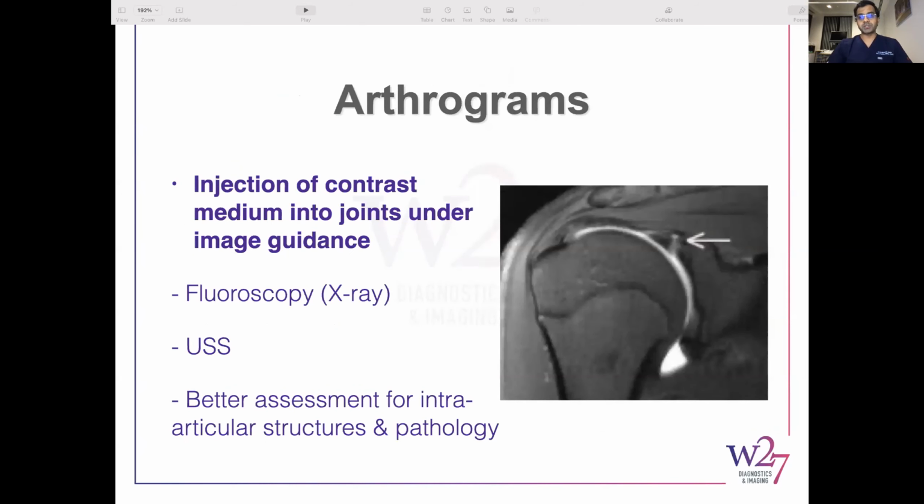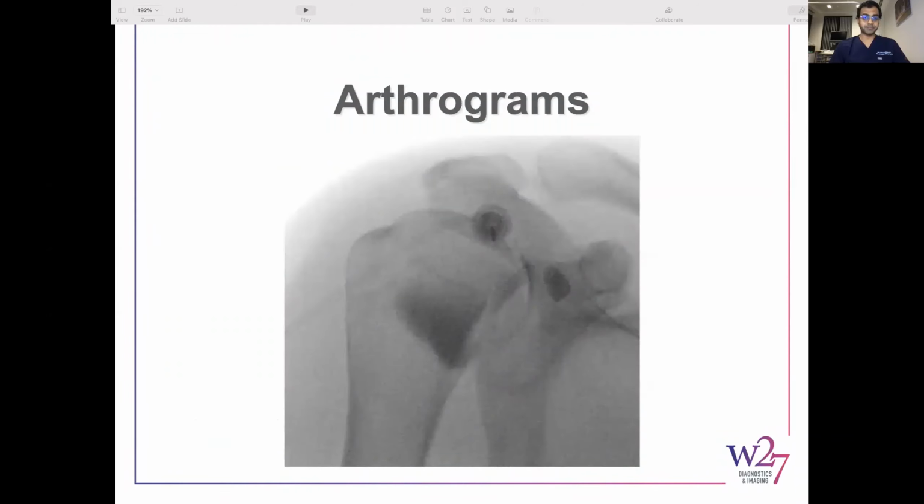Arthrograms are essentially injection of contrast into joints, which we do under image guidance. It doesn't matter whether you do that under fluoroscopy or under ultrasound, you're just using imaging to guide the needle into the joint in question and inject contrast. And we do that to be able to assess the intra-articular structures. So in the context of the shoulder here, we're looking for labral tears. It can outline the chondral surfaces. And we find arthrograms can be quite useful in the context of things like instability.